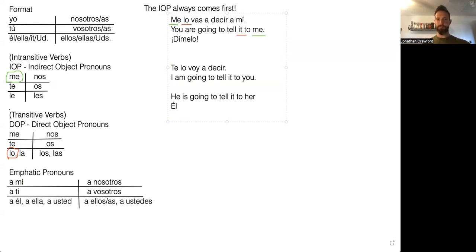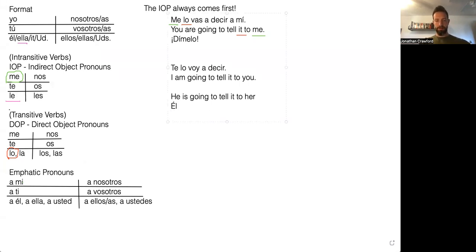Ella. I'll do this in pink. Whoops, that's not what I meant to do. I meant to change this and then change this to pink. Okay, so we have ella, and the indirect object pronoun for ella is le. A ella le, right? For example, le gusta. A ella le gusta.